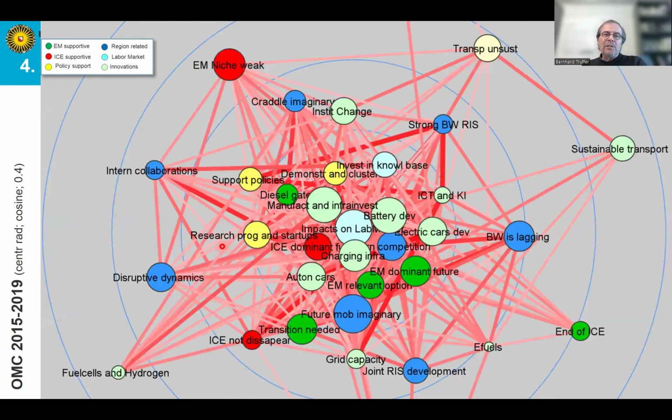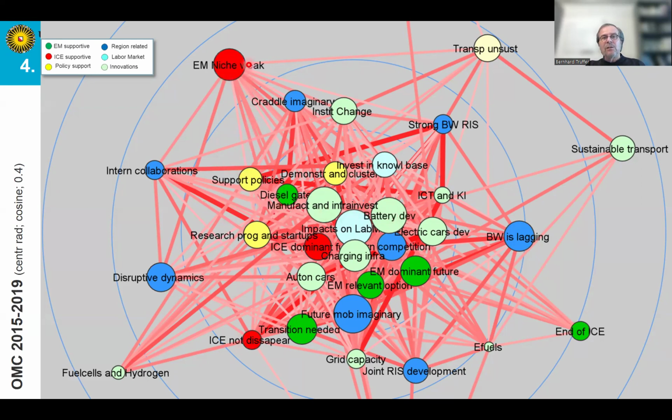In the second period, we see Dieselgate, which emerges and has quite a prominent position, which means many actors refer to it. There's still this belief that the internal combustion engine will remain dominant, which sits in the center. But now impacts on labor markets become much more prominent. You also see that the light green bulbs have moved to the center, so there's much more activity and discussion about battery development, charging infrastructure, autonomous cars as a topic that comes up, but also already manufacturing and infrastructure investment.